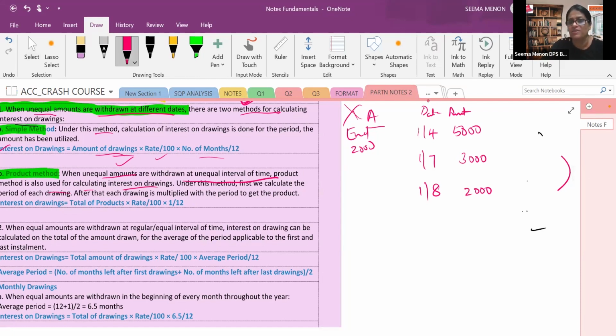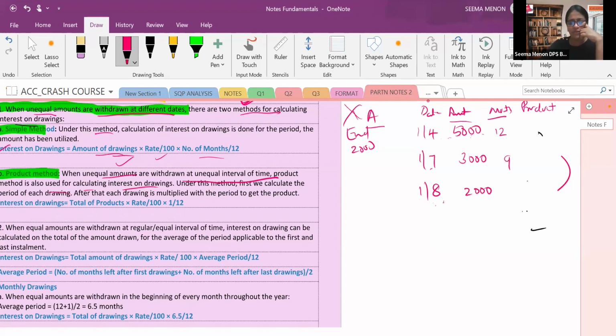Now, how many months are left? We are going into the product method, so we have to find out the product. For the product, you will give months: for how many months you will be charging interest on drawings. From 1st April, all the rest of the 12 months. Here you withdrew on 1st July. How many months will be there? July, August, September, October, November, December, January, February, March. 9 months will be there.